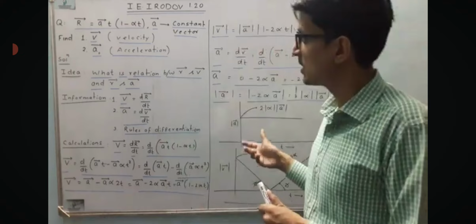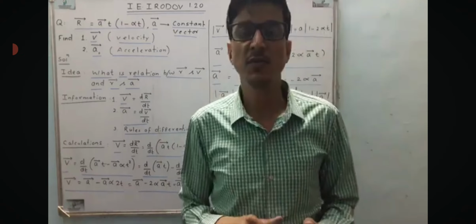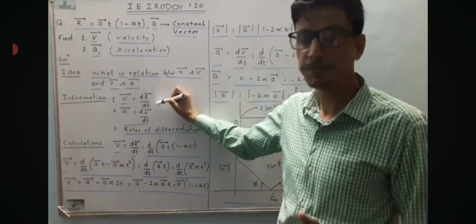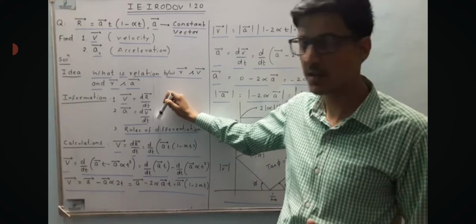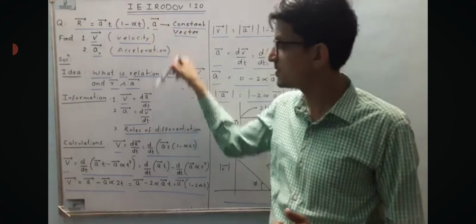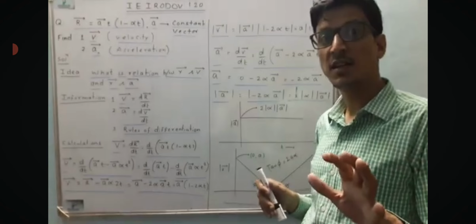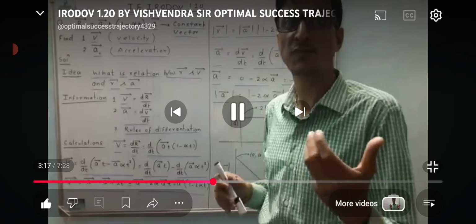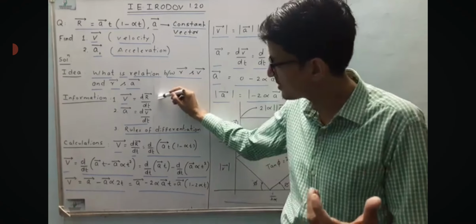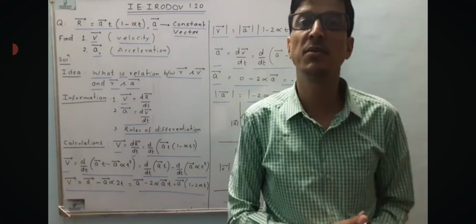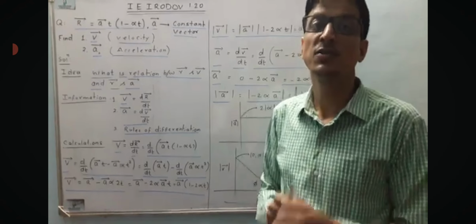So the idea is the relation between position vector and velocity. We know from the definition that vector v is dr by dt and vector a is dv by dt. Since it involves differentiation, certainly we also need to learn the rules of differentiation. So if you have learned, you are able to retrieve all the data of this information. Only then you will be able to solve this question. So there comes the role of information.